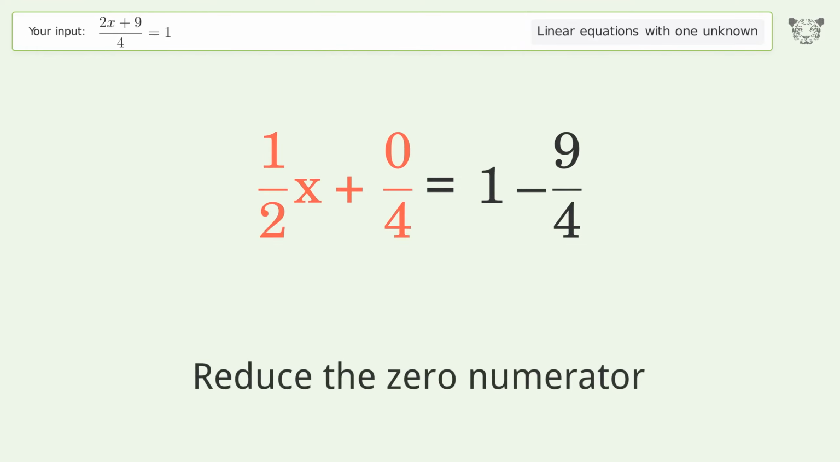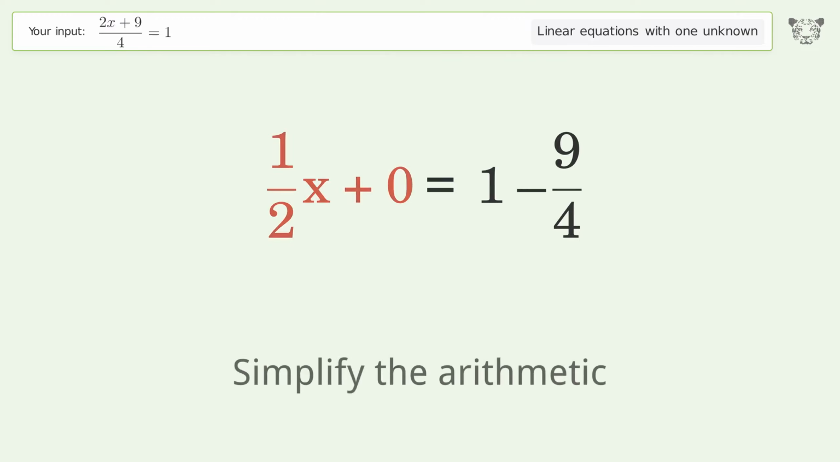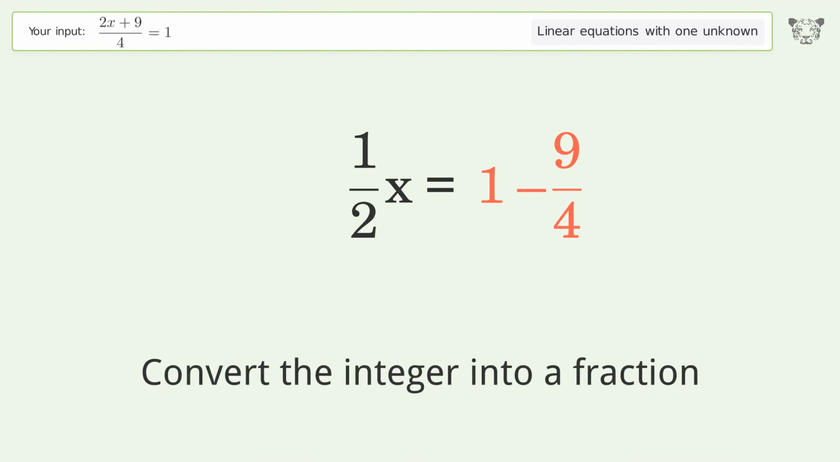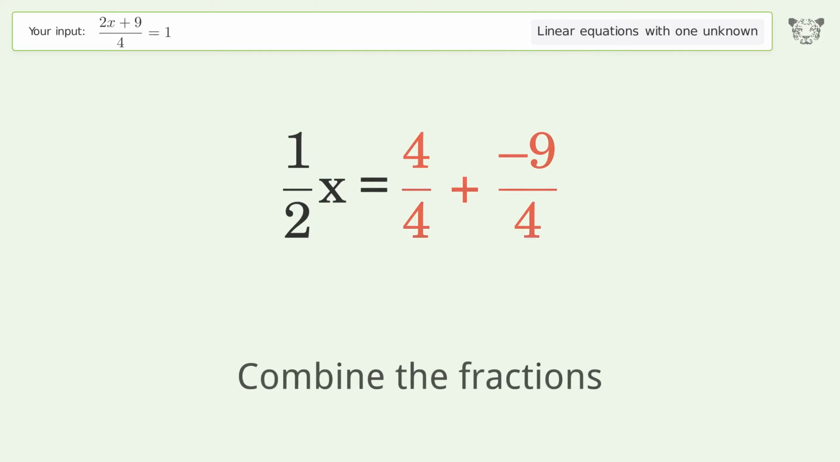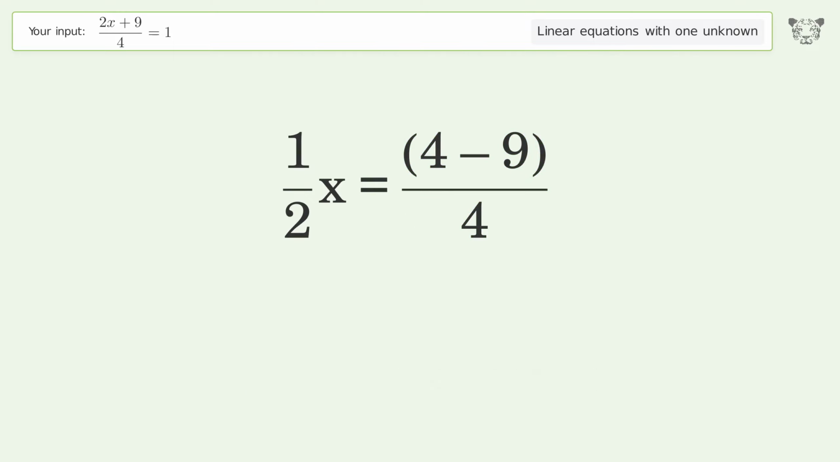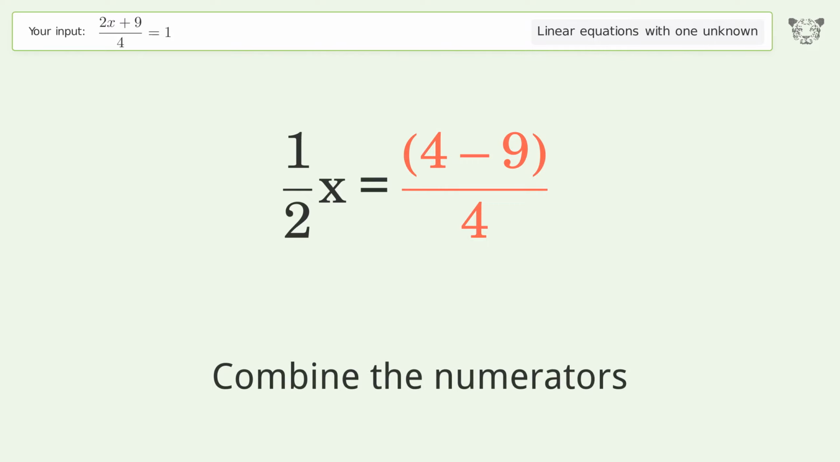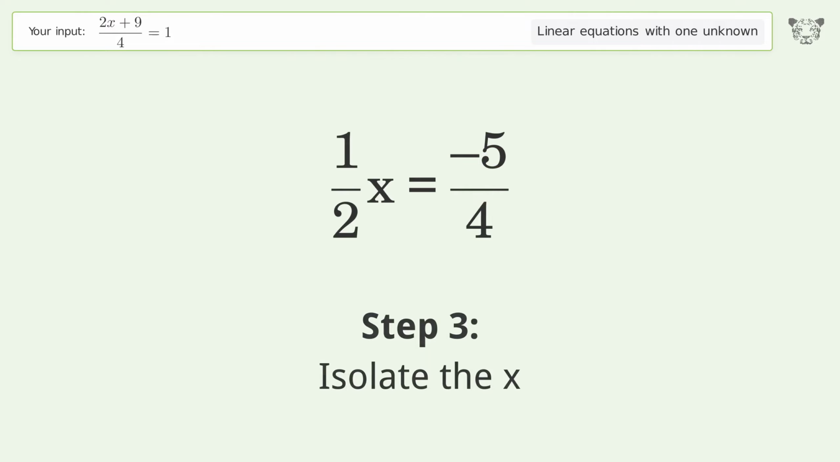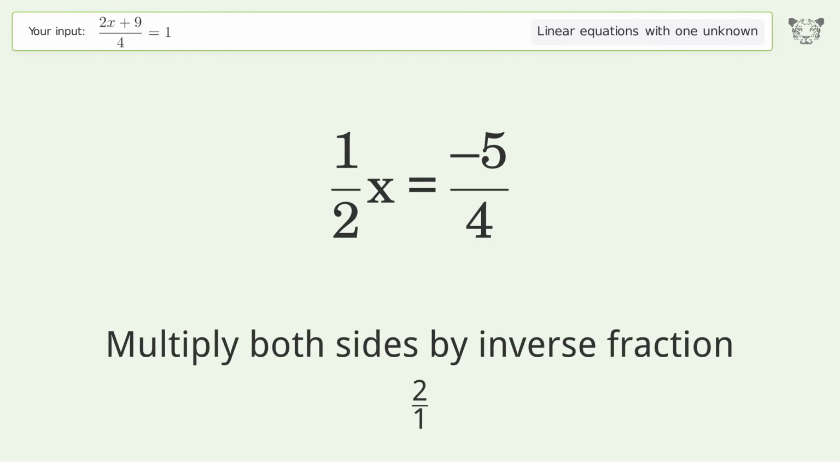Reduce the zero numerator. Simplify the arithmetic. Convert the integer into a fraction. Combine the fractions. Combine the numerators. Isolate the x. Multiply both sides by inverse fraction 2/1.